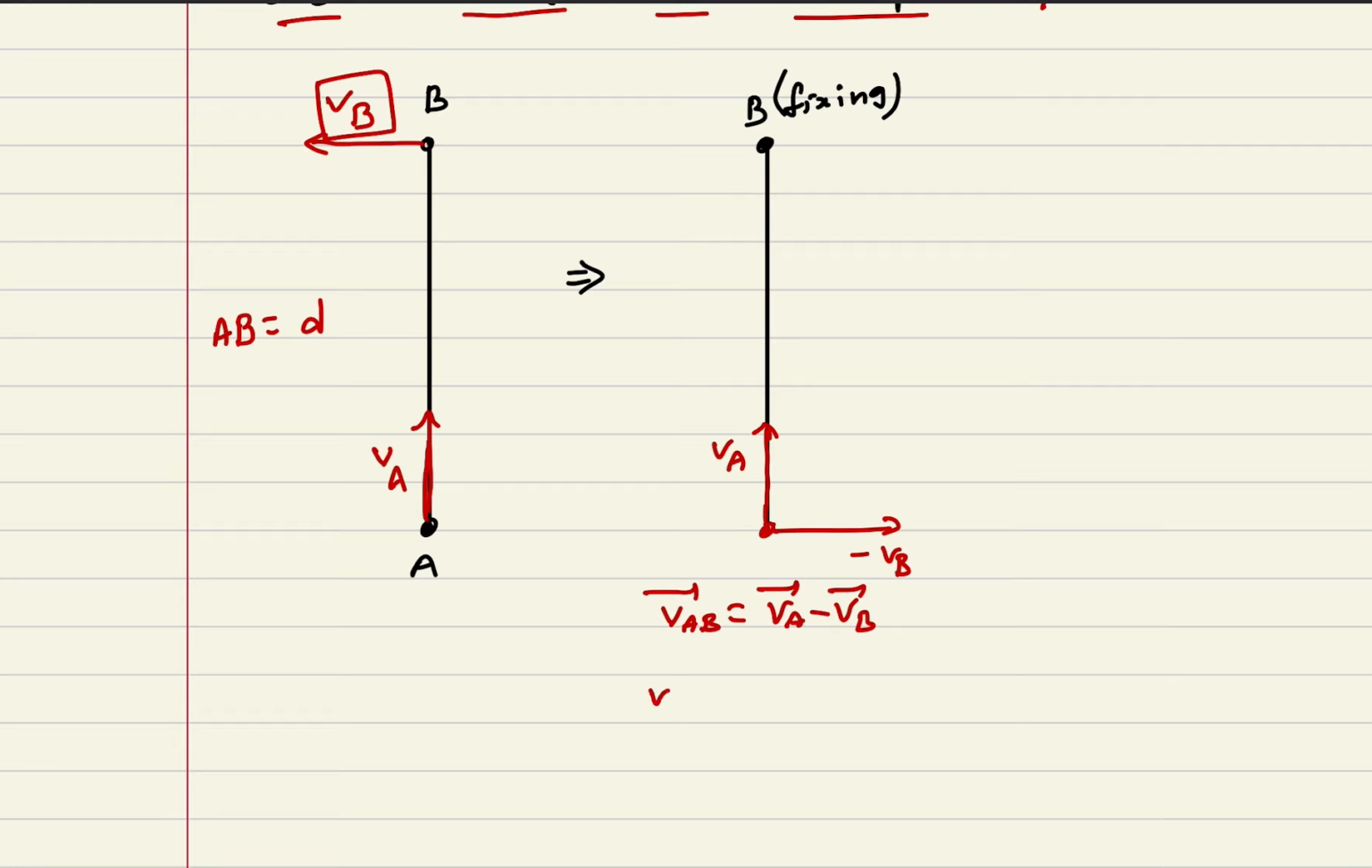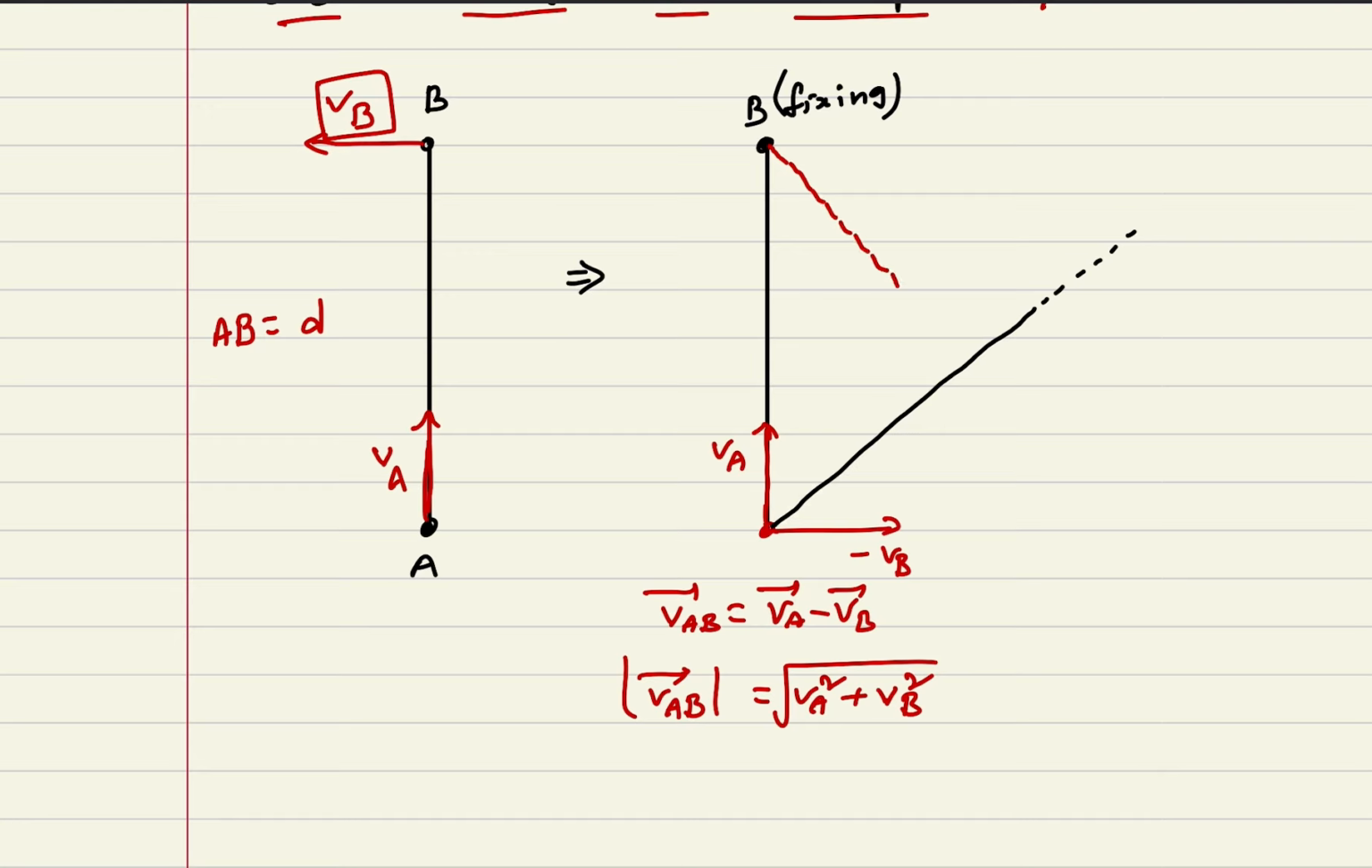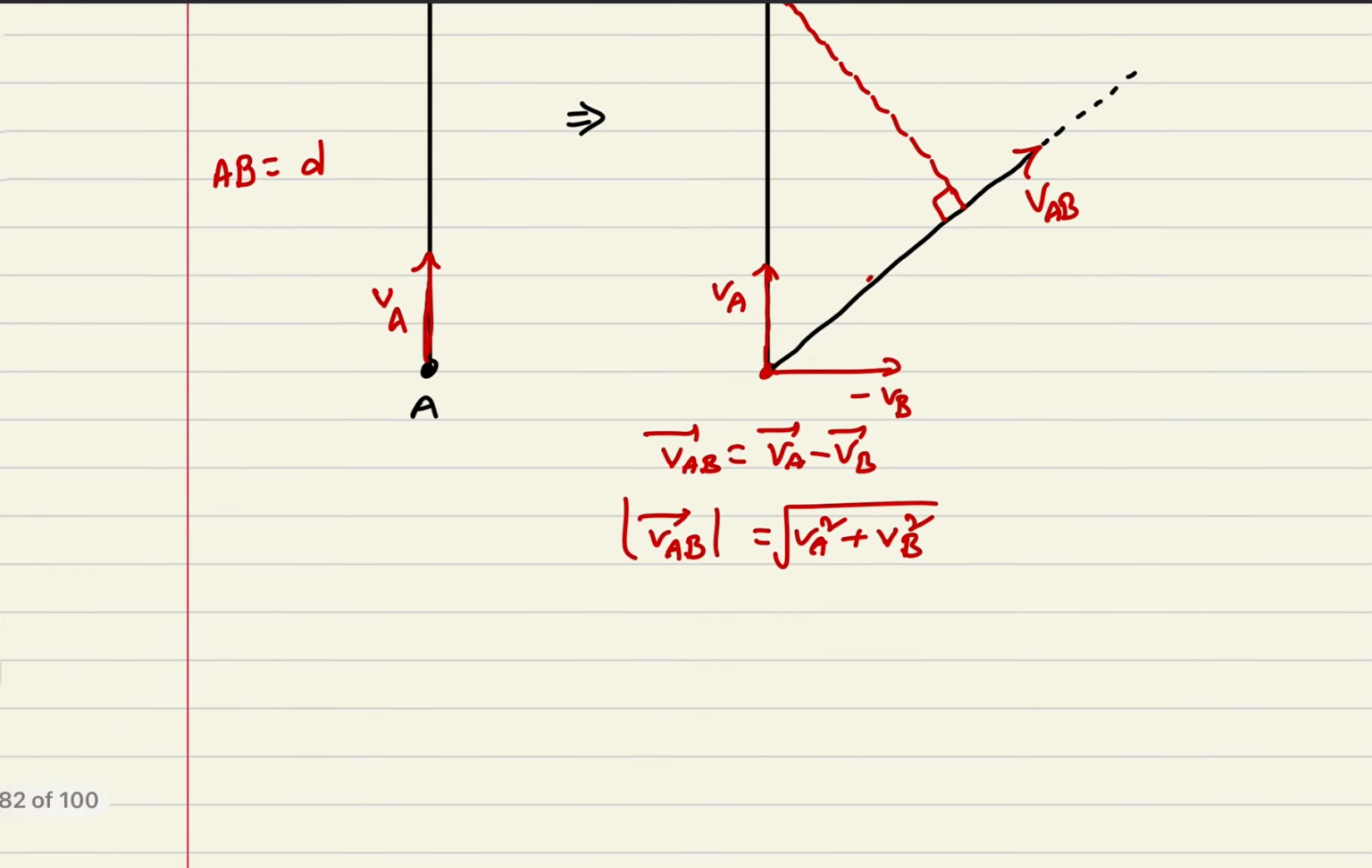Now you can see the velocity of A with respect to B. How do you write this one? Magnitude of under root of VA square plus VB square. In this case we can write like this. Now I am writing this velocity of A with respect to B will go like this. Whenever velocity of A with respect to B is like this, you just drop a perpendicular line from B to this VAB line. This is the VAB line.